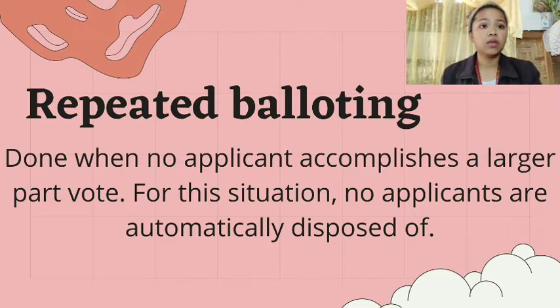It is done when no candidate achieves a majority vote. In this situation, no candidates are automatically eliminated. This permits a surprisingly strong contender or compromise candidate who got few votes in the earlier round to become the other candidate that opposing groups agree to settle on.